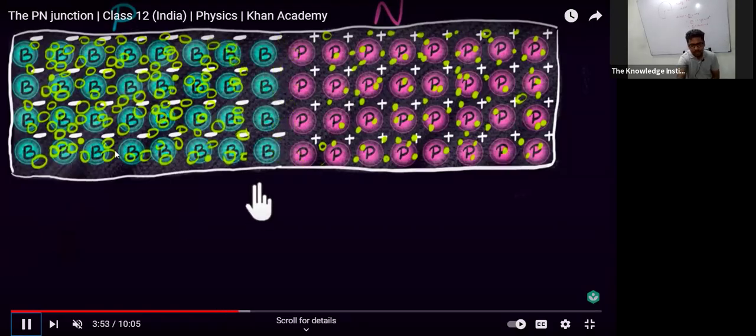Okay, so once they diffuse and recombine, here you can see there are no mobile charges, which means no holes or electrons. So this region will be depleted. Depleted means no longer there. It's completely empty, right? So this region we can call the depletion region or space charge region.